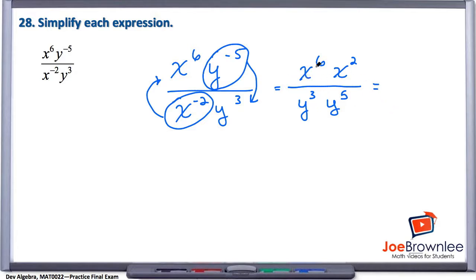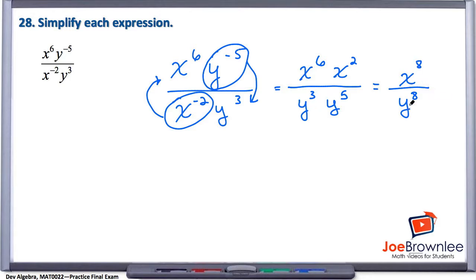And now we can go ahead and simplify here. So we have x to the 6th times x squared. Well, we know when we multiply like bases, here the base is x, we simply add those exponents. And so we end up with x to the 8th. 6 plus 2 is 8. Here in the bottom, our denominator, we have y cubed times y to the 5th. Again, we're multiplying like bases, and so all we do is add those exponents. And so in this case, we end up with y to the 8th as well.